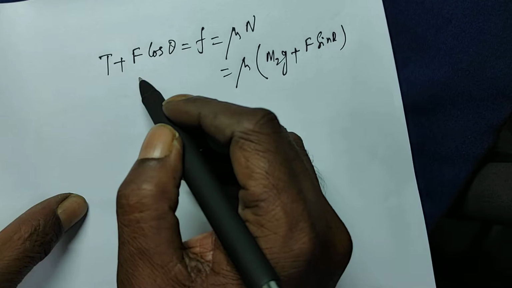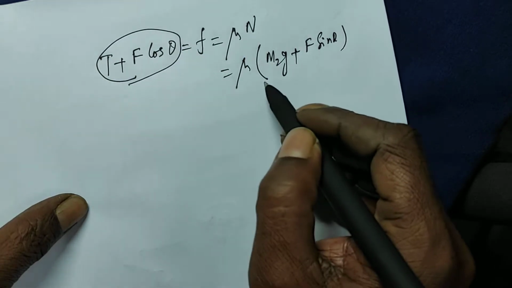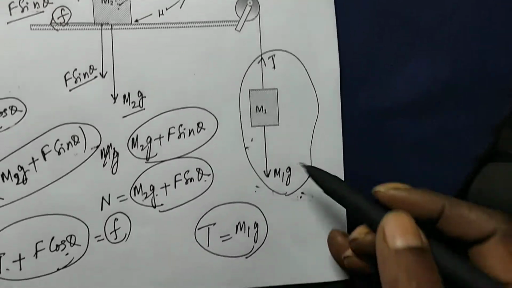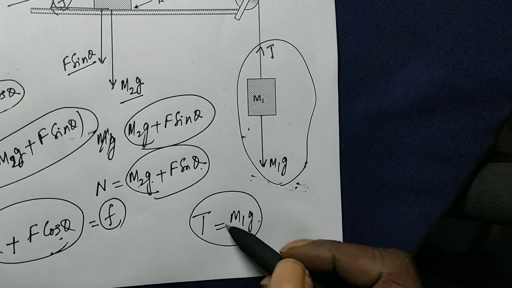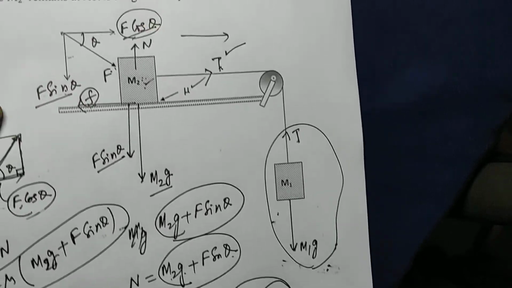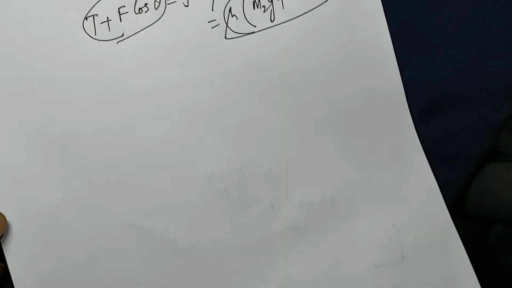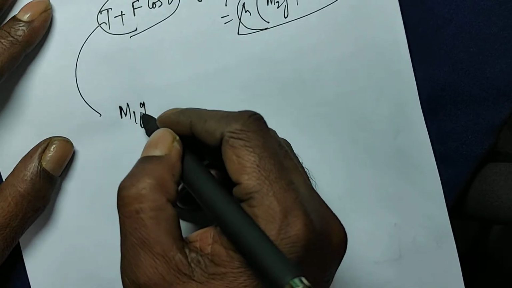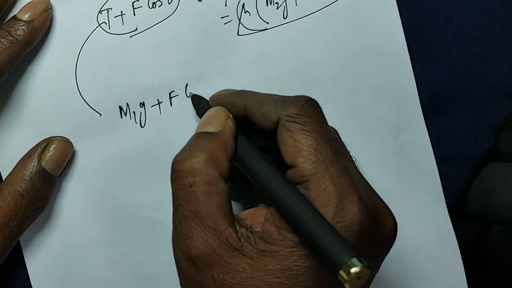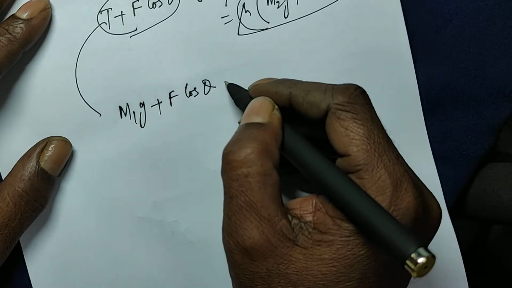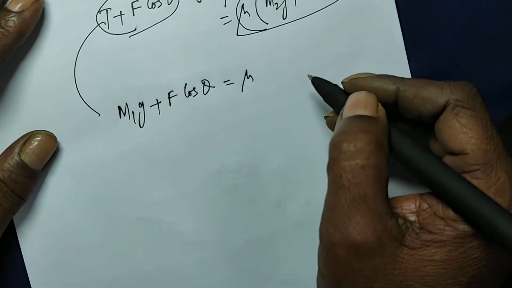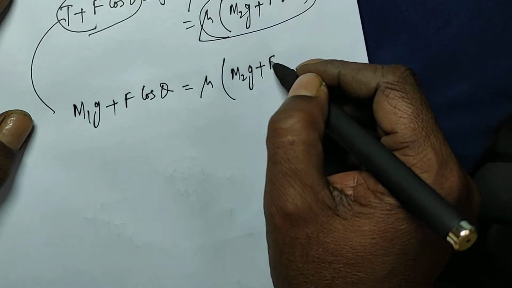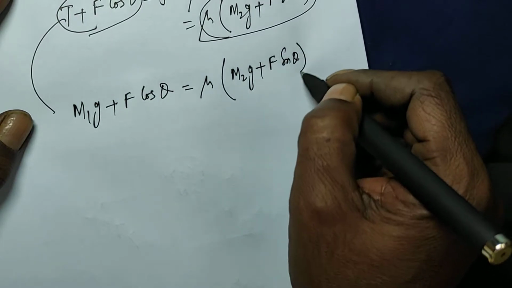sin theta. Now T, so this is the expression, and for T, from here T is equal to M1 times G. So put here T is equal to M1 times G plus F of cos theta is equal to mu times M2G plus F of sin theta.